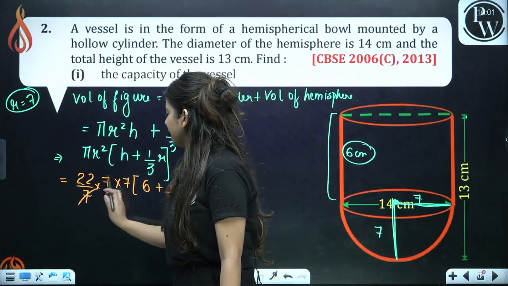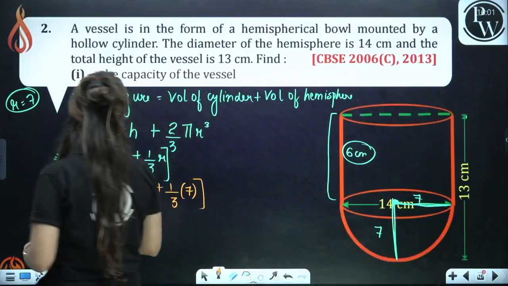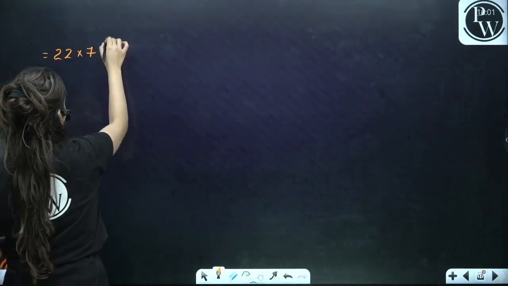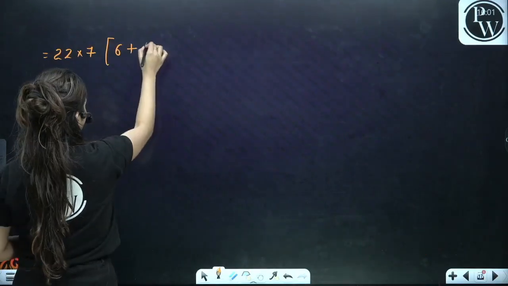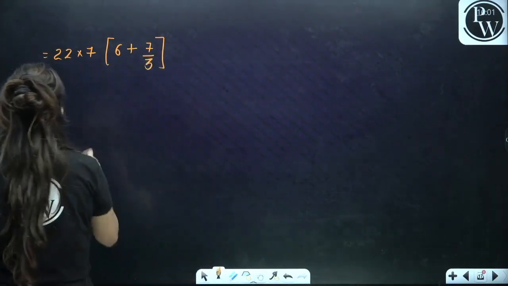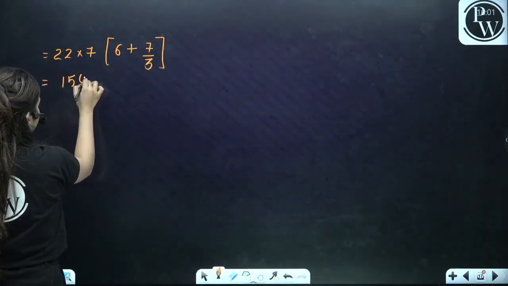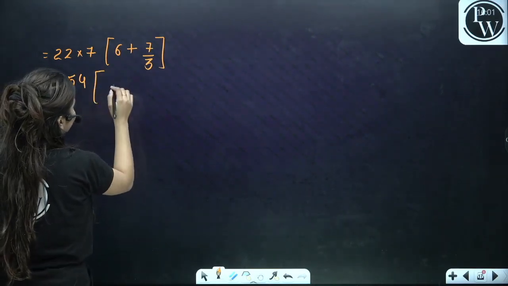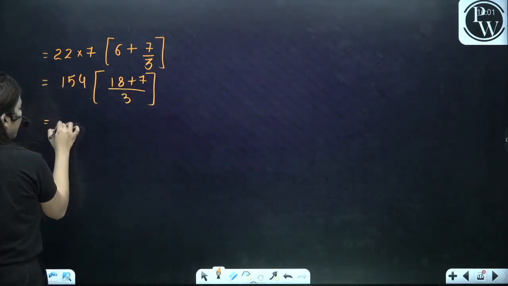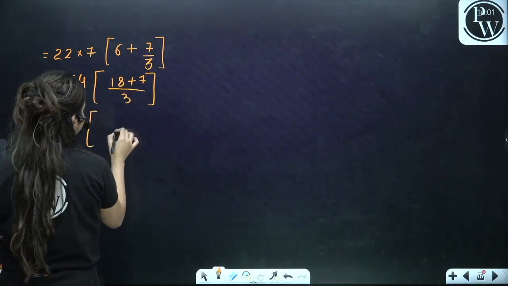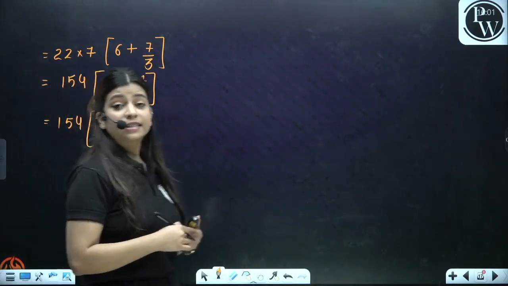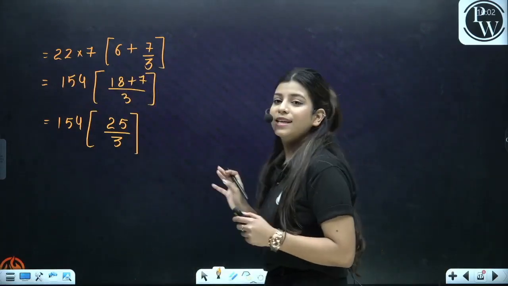So what we can do, we can cancel 7 and 7 here. So what we are left with, let's see. We are left with 22 into 7, and in bracket we have 6 plus 7 by 3. Till here, right? Now what do we have? 22 into 7 will give you 154. And over here we will take the LCM, and the LCM will come out to be 18 plus 7 divided by 3. So we are having 154 into 25 by 3. I hope this thing is clear. Sorted till here. We are just doing the calculation after that.